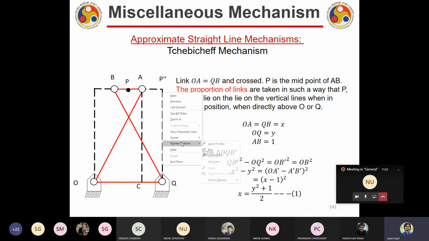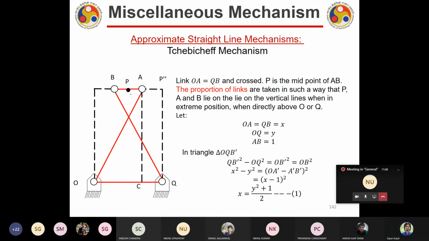What I'm trying to say, just listen carefully here again, is that this point P is the midpoint of AB, that is clear, right? This distance is equal to this distance. Now the proportion of links, proportion means this link OA, AB and OQ. So the ratio of OA to AB to OQ, why am I writing only OA? Because OA is equal to QB also.